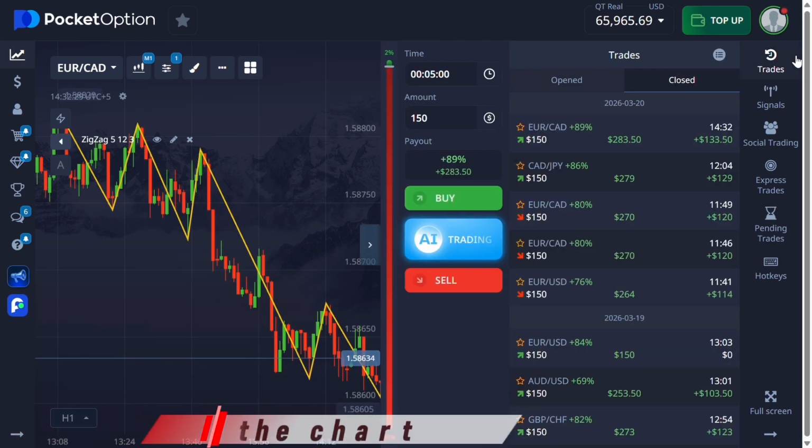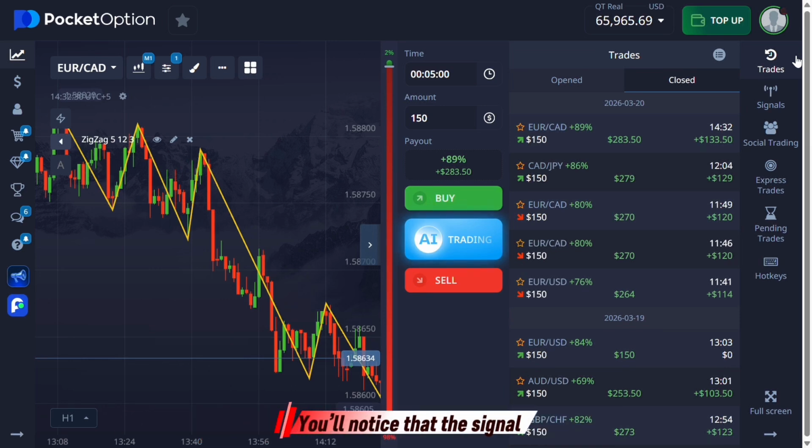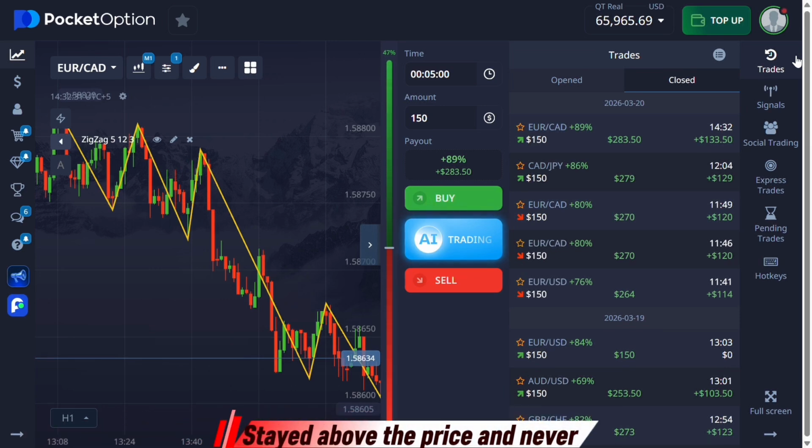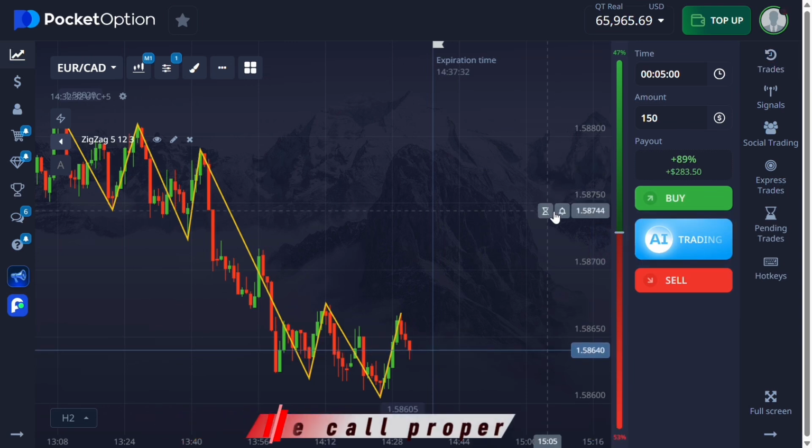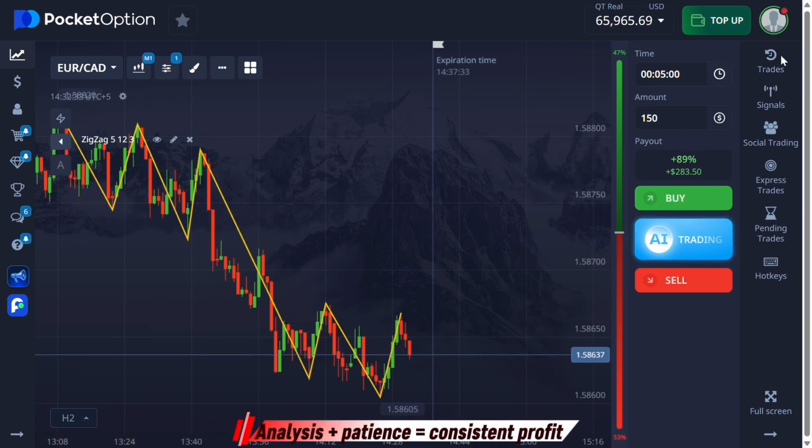a strong profit. And if you look carefully at the chart, you'll notice that the signal stayed above the price and never crossed below. This was a clear confirmation of our trade direction. This is what we call proper analysis plus patience.